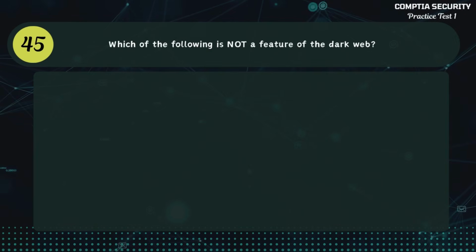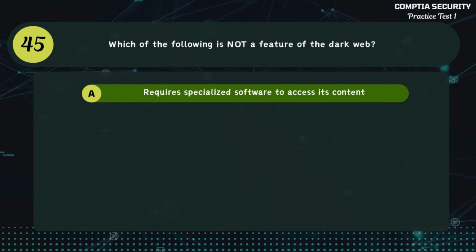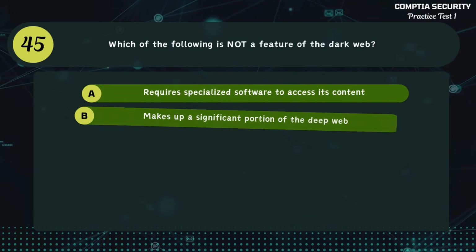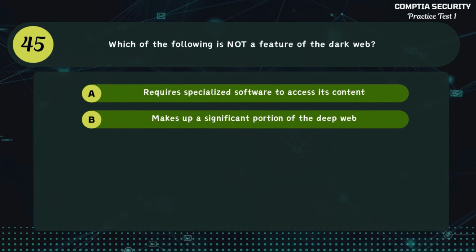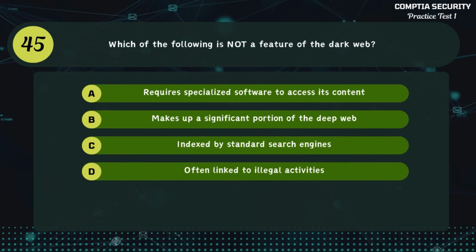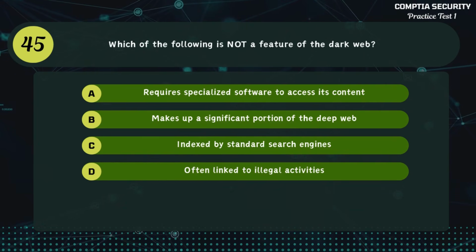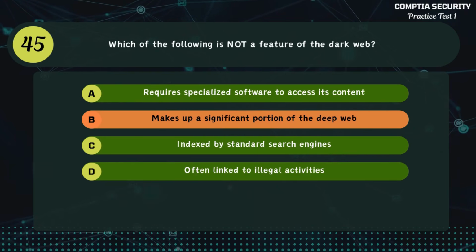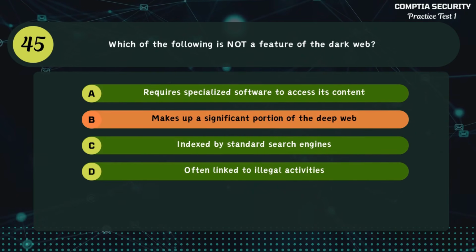Question 45. Which of the following is not a feature of the dark web? A. Requires specialized software to access its content. B. Makes up a significant portion of the deep web. C. Indexed by standard search engines. D. Often linked to illegal activities. Correct answer B. Makes up a significant portion of the deep web.